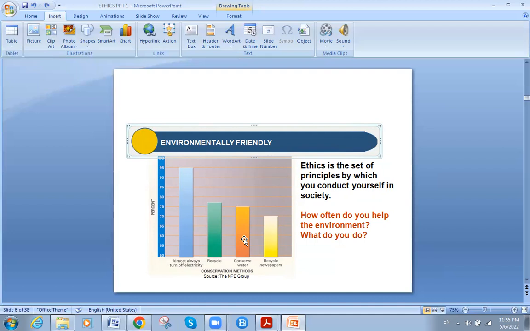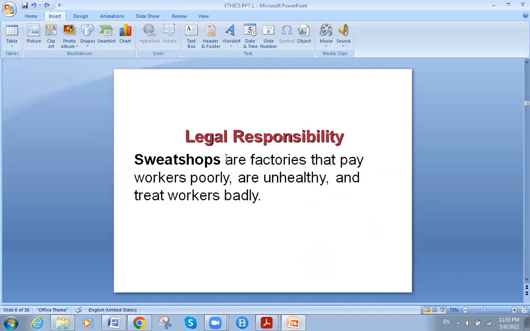No one is forcing you. No one will see if you are recycling or not. No one will see if you turn your electricity off at home or waste electricity or water. Those are very rare resources, and you should be very rational when you use them. Okay. Now we'll come to another point, which is the legal responsibility.